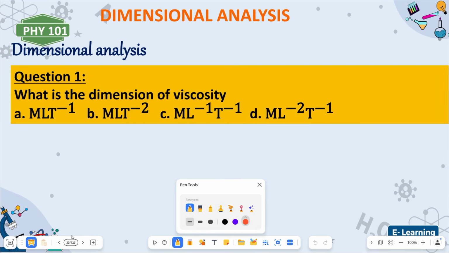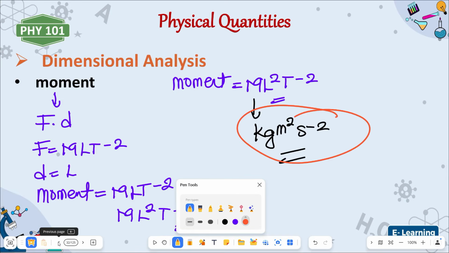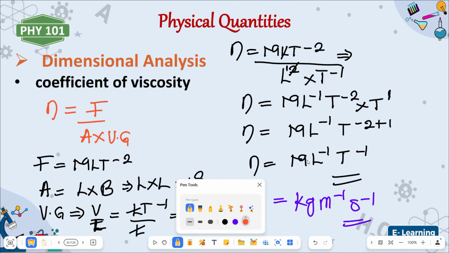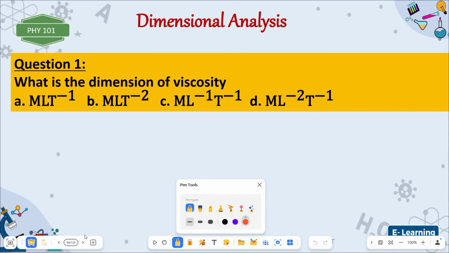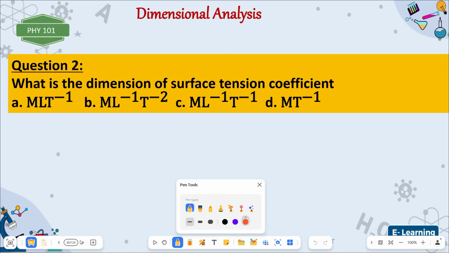So we have questions here. What is the dimension of viscosity? Coefficient of viscosity, of course. Option C is the correct answer. We just did it not long ago. ML minus 1, T minus 1. See that because I've done it over and over again, it will be very, very easy for me to get the answers to this question. So for this, option C is the correct answer. All right? The next one. What is the dimension of viscosity? Still the same question, option C, ML minus 1, T minus 1.